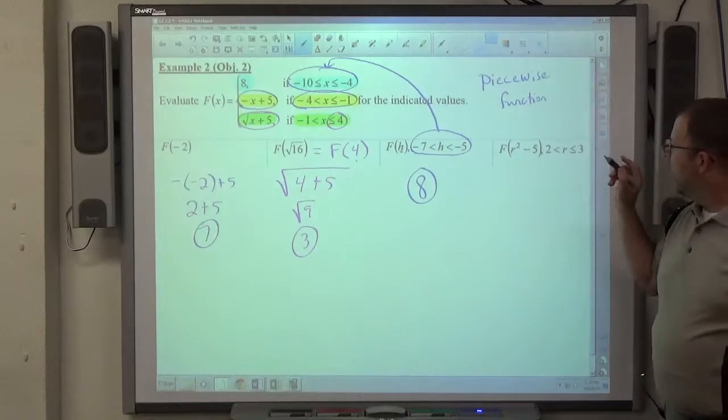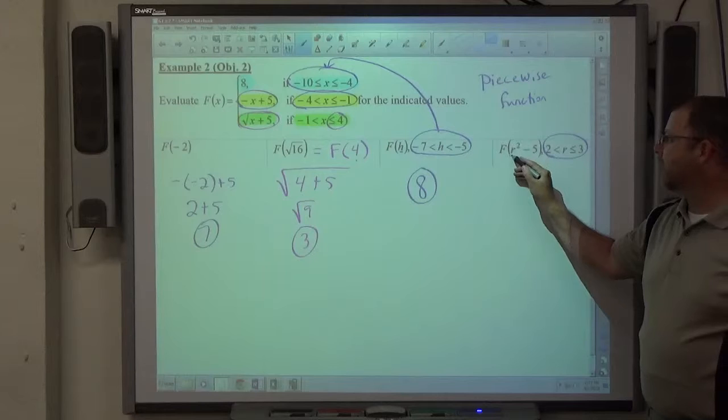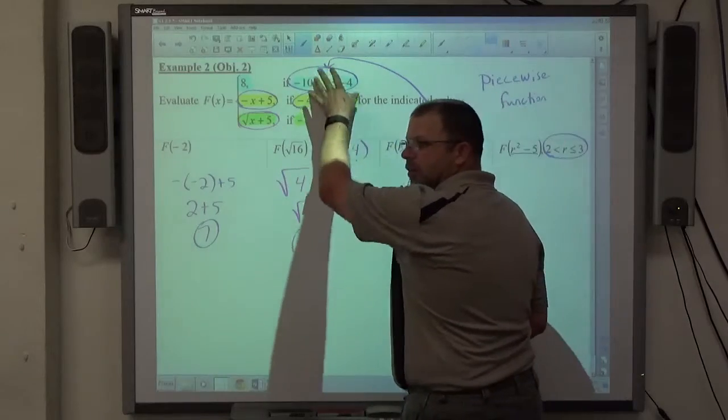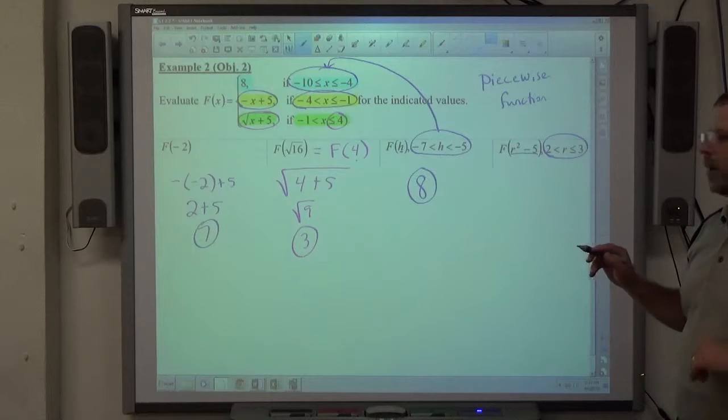All right. This describes r to us, but we're not doing f of r. We're doing f of r squared minus 5. So I have to know what r squared minus 5 looks like in order to determine where r squared minus 5 lies in these intervals. So watch how I do this. This is a little bit weird, but it's not difficult to do.